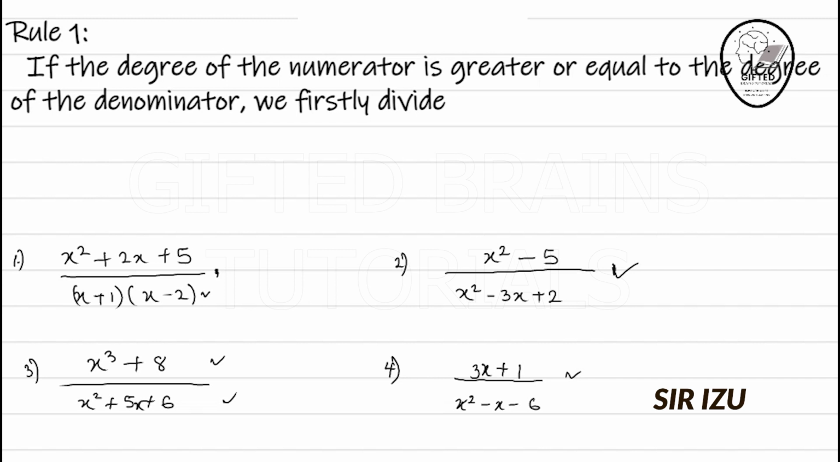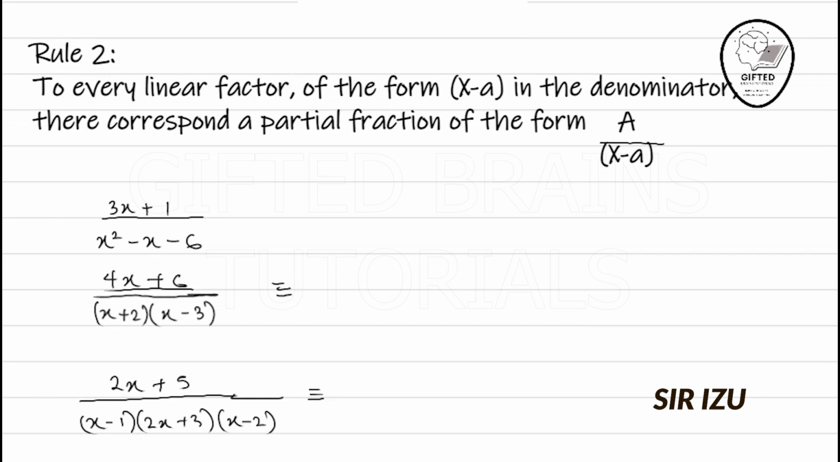Let's consider rule number 2. Rule number 2 states that to every linear factor of the form x minus a in the denominator, there corresponds a partial fraction of the form A over x minus a. What this rule is simply trying to say is that if you have a fraction, look at this number 2 now, because at the denominator we have linear factors. The linear factors are x plus 2 and x minus 3.